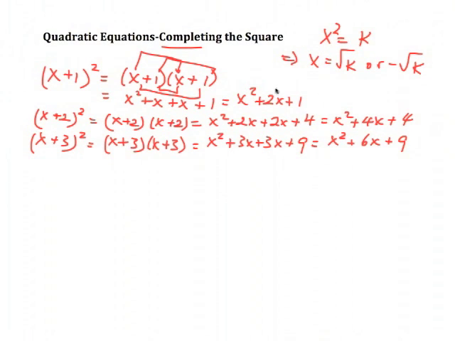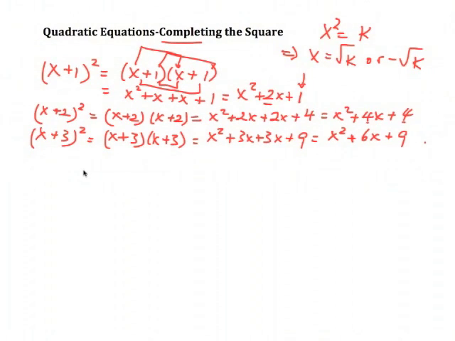Now what I want you to notice is this. I have a 2 here and I have a 1 here. Notice if I halve the 2 I'll get 1, and if I square it I get 1. If I halve the 4 I'll get 2, square it and I'll get 4. If I halve the 6 I get 3, and when I square it I get 9. So completing the square is doing the reverse process. Now if I have a negative sign here, then all that changes is the sign in front of the x term. So that's the idea of completing the square.